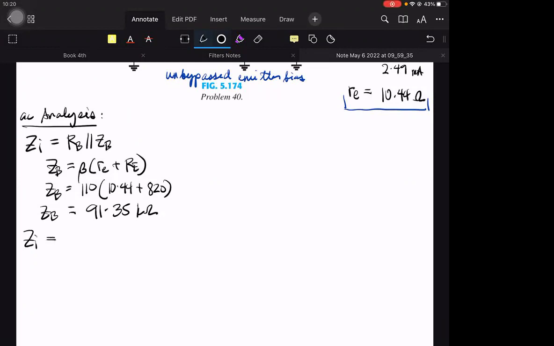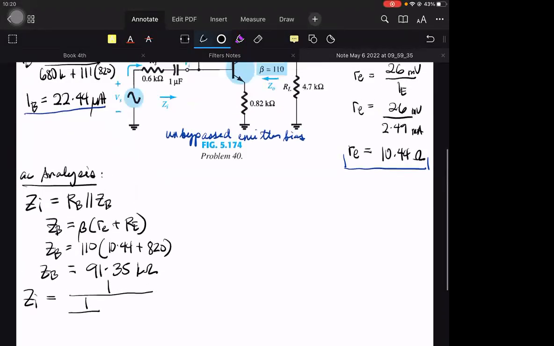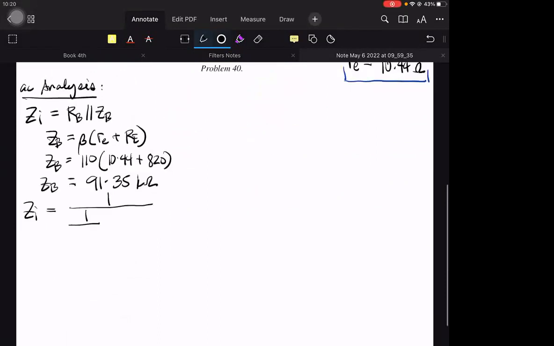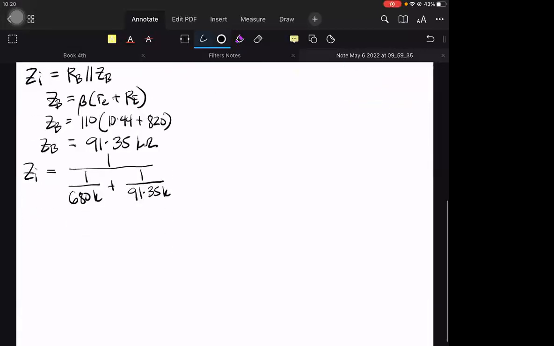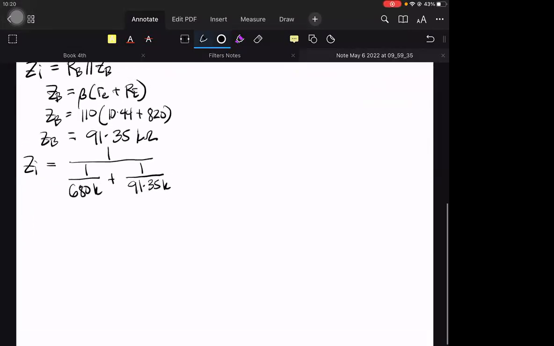Therefore, ZI is RB parallel ZB. So 1 over RB, which is 680K, plus 1 over 91.35K. ZI therefore is equal to 10.44.